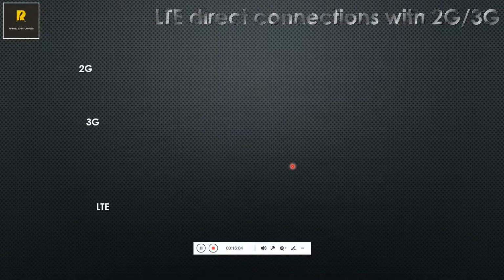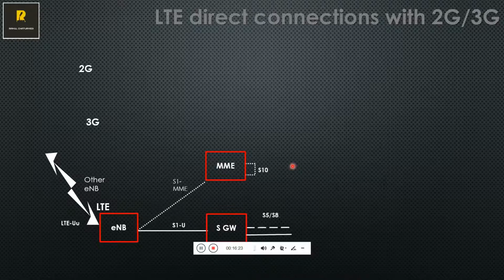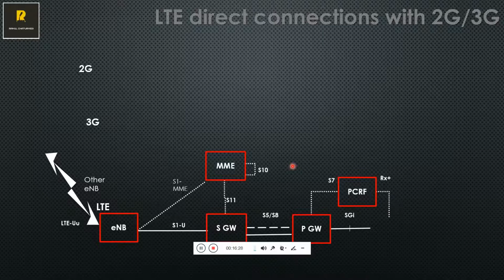Now coming to the main diagram, in which we'll have a look at how all the technologies 2G, 3G and 4G are connected with each other. As you can have a look, starting from the eNodeB, the eNodeB is connected with the MME and S gateway, and the S gateway is connected with the P gateway, PCRF, and the PDN. This is the same slide that we have just covered at the start.